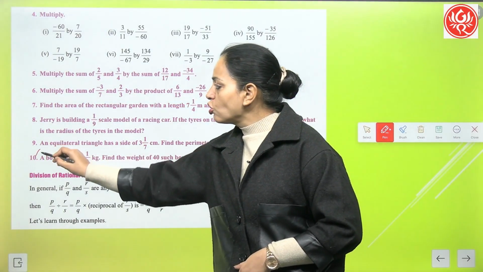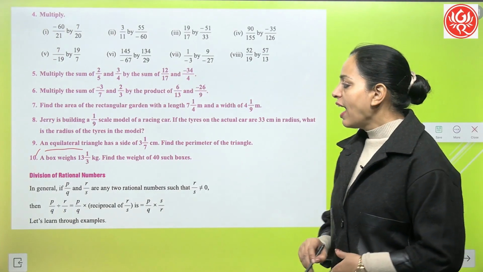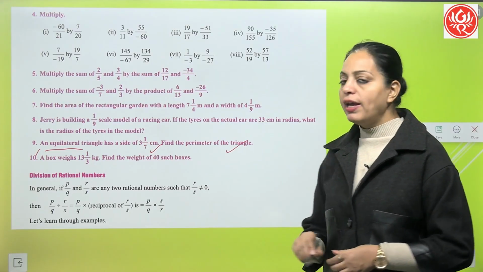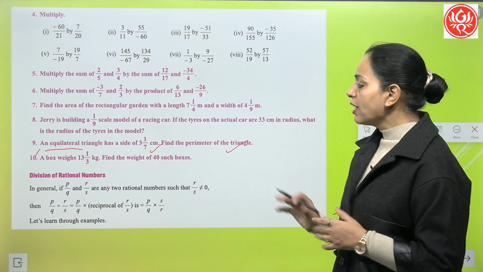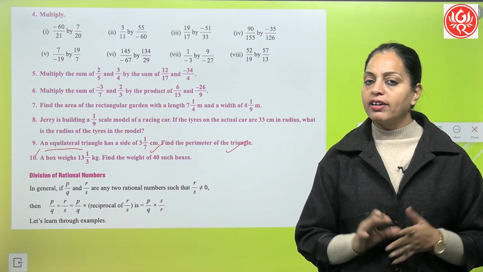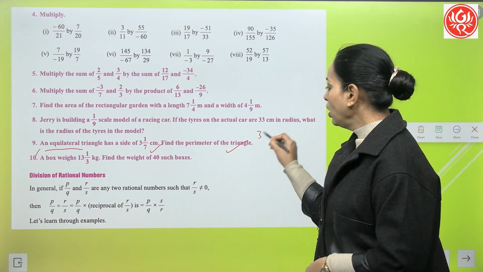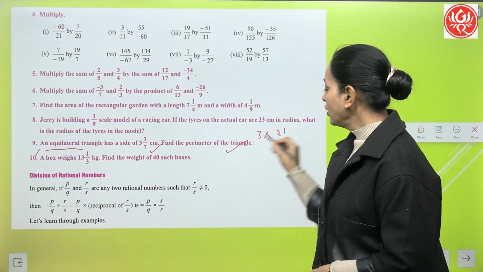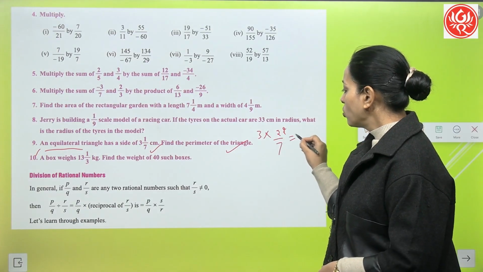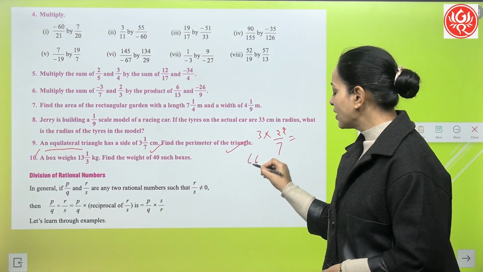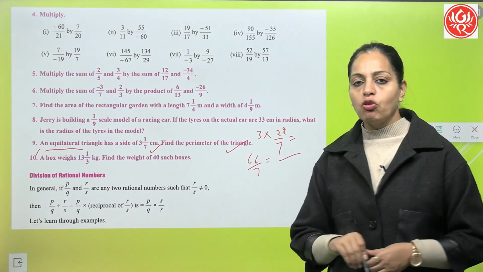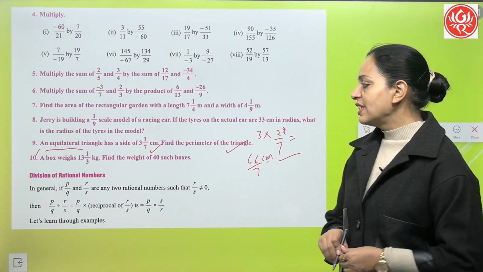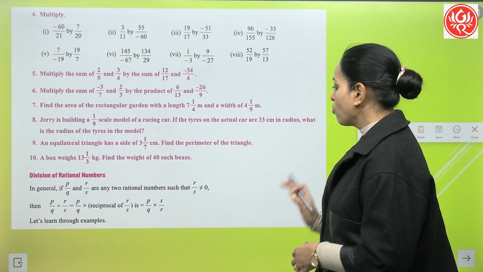Now see the ninth question. An equilateral triangle has a side of 3 whole 1 by 7 centimeter. Find the perimeter of the triangle. What is the perimeter of an equilateral triangle? 3 into side. So 3 into this would be what? 21 plus 1, 22 upon 7. So now no cancellation. So 66 upon 7 we can change into mixed one. So answer is this one, 66 upon 7 centimeter, right? Similarly, you can try remaining parts.